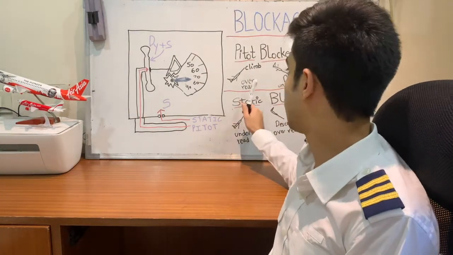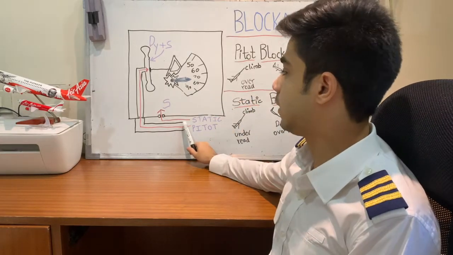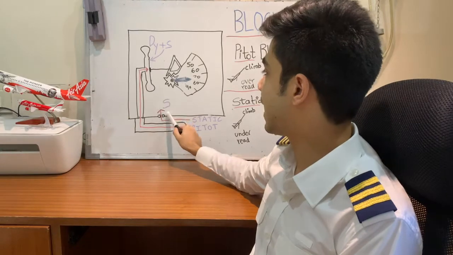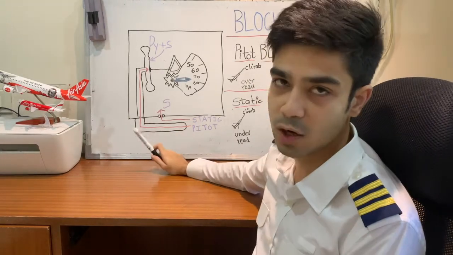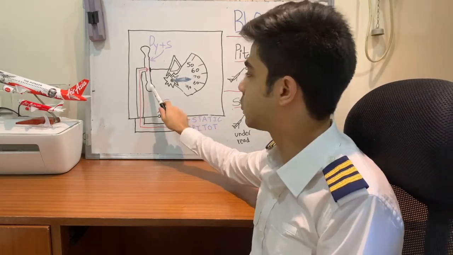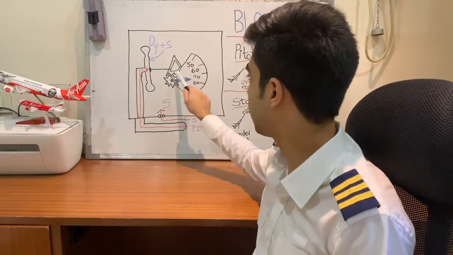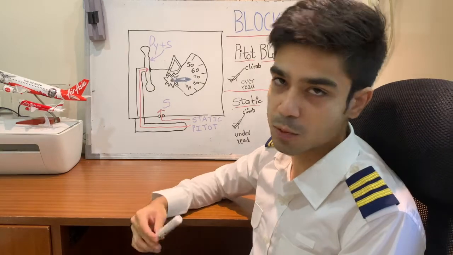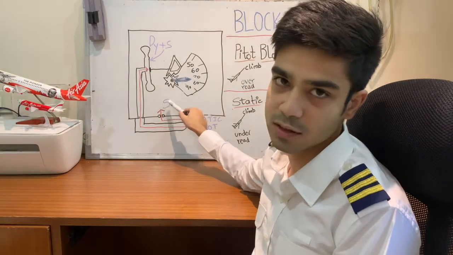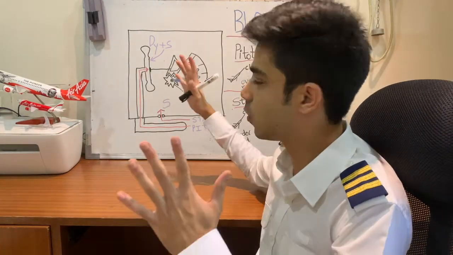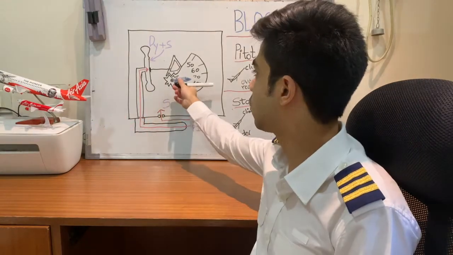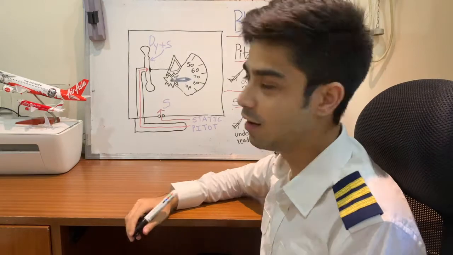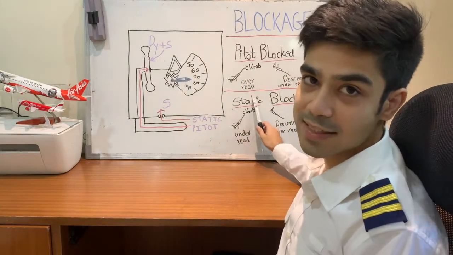So let's talk about climb and overread. In case the pitot is blocked, this is gonna stay the same, but the surrounding static pressure, because the static vent is still open, is gonna keep decreasing. This will cause the capsule to expand, giving a higher indication. Therefore, it's gonna overread. In descent, the exact opposite happens. The surrounding static is gonna keep increasing and it's gonna make the capsule contract. That's gonna cause the airspeed indicator reading to decrease. Therefore, it's gonna underread.